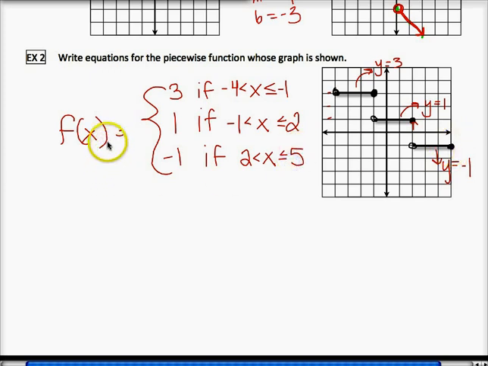So your equation for the piecewise function there is f of x equals 3 if x is between -4 and -1, equals 1 if x is between -1 and 2, and equals -1 if x is between 2 and 5. And that is it.